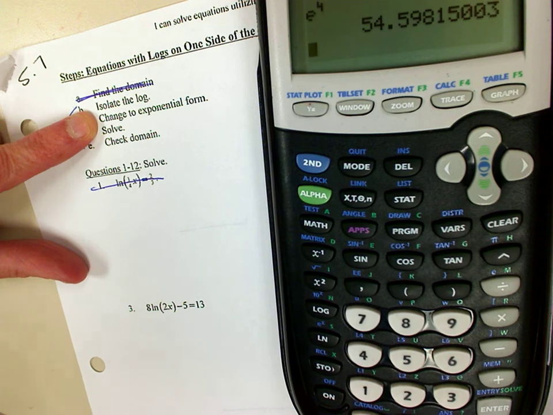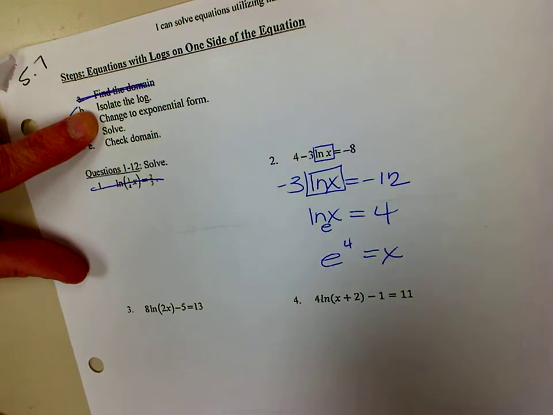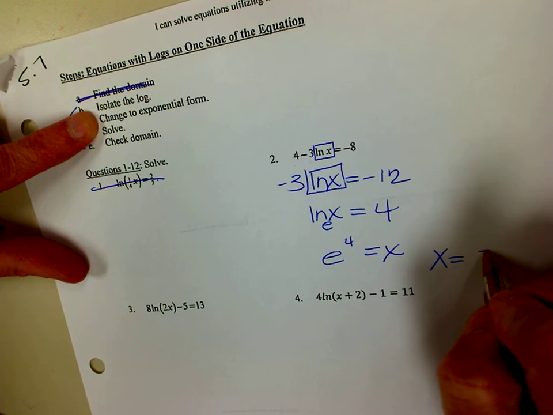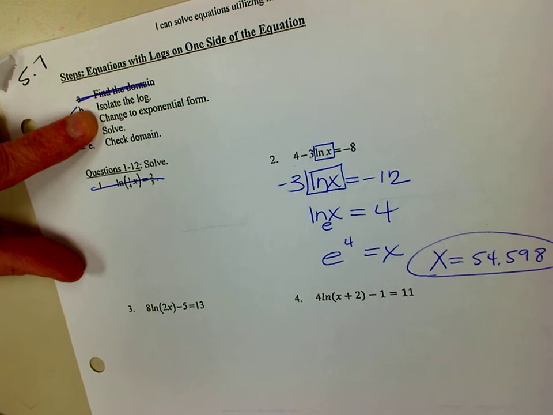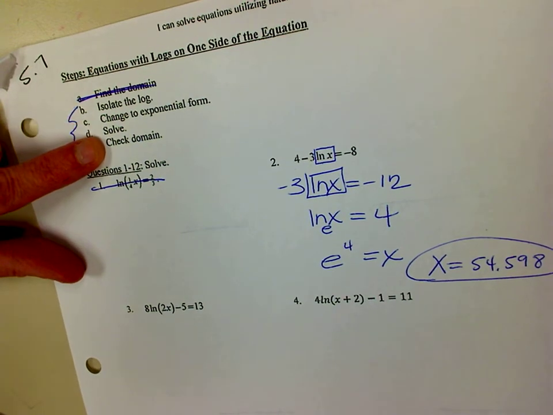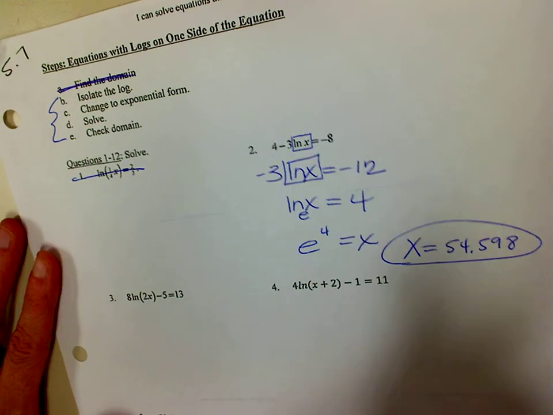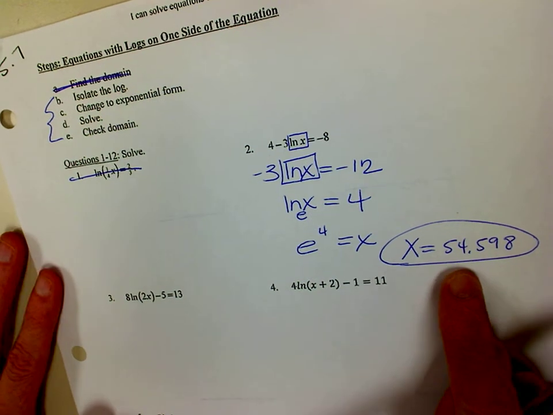We get 54.598. So x is 54.598. That is my answer. So I solved. My domain I checked because, well, I didn't check, but my answer is greater than 0, so I am good to go.